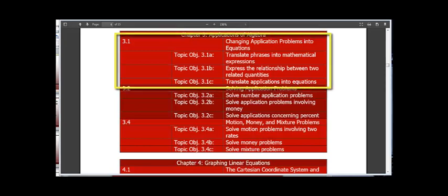Today we will be in Chapter 3, Section 1, Changing Application Problems into Equations, and our three topic objectives for today will be to translate phrases into mathematical expressions, to express the relationship between two related quantities, and to translate applications into equations.